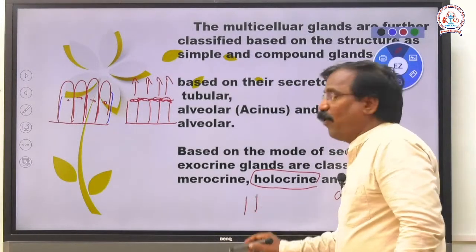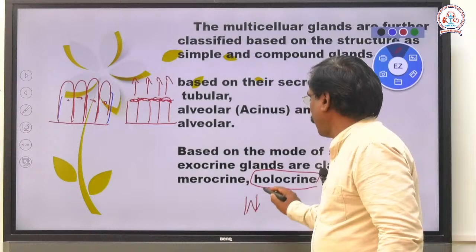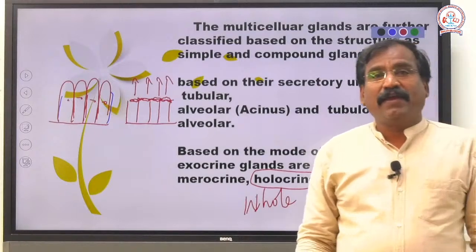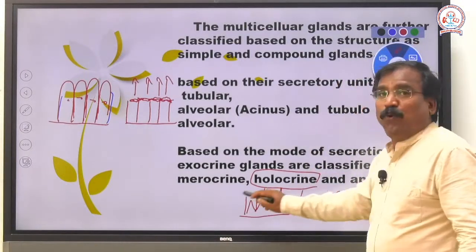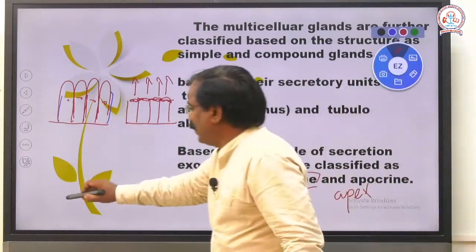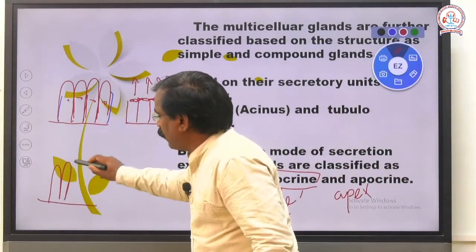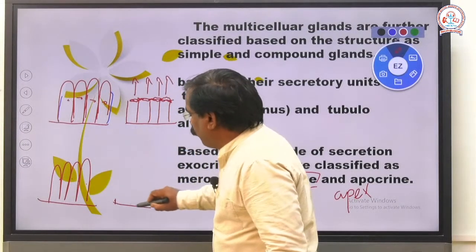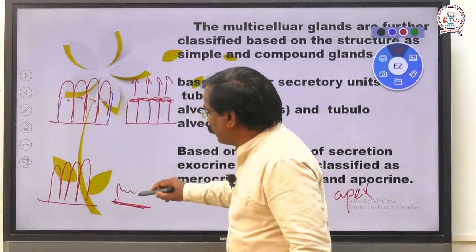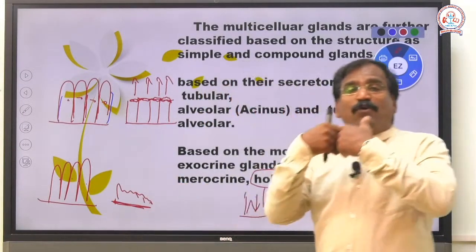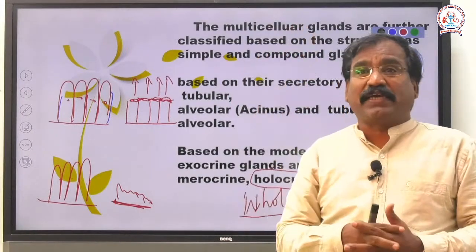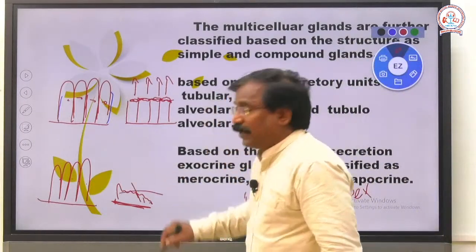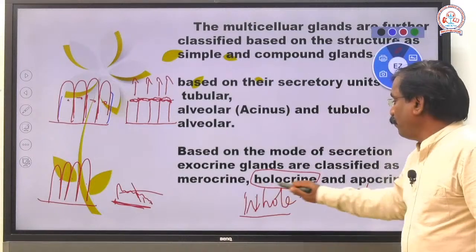Holocrine, remember it as whole: holo, WHOLE, not HO. Whole means full. Look, this is a normal holocrine cell. When producing the secretion, the total cell, the whole cell, is damaged and produces the secretion. While producing the secretion, the whole cells are damaged. That is the holocrine gland.